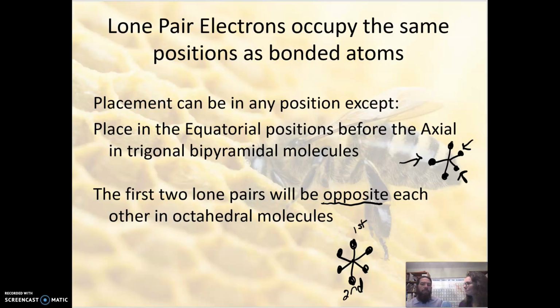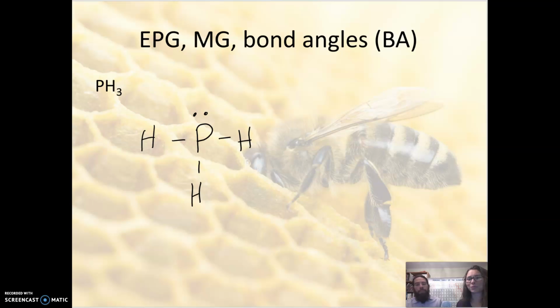I think you said square pyramidal, and I think you meant square planar. I did mean square planar. Yeah, they're all in a plane. There is a square pyramidal with just 1 lone pair.